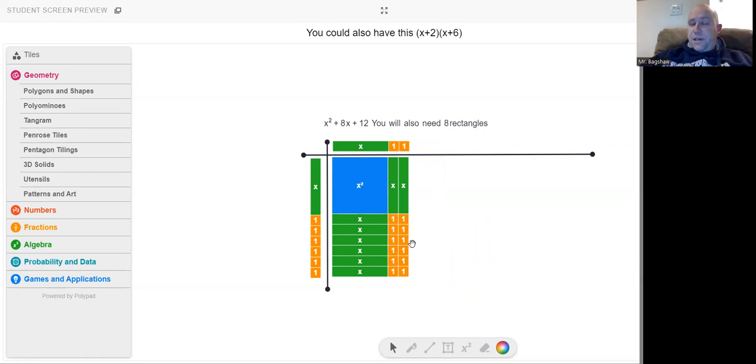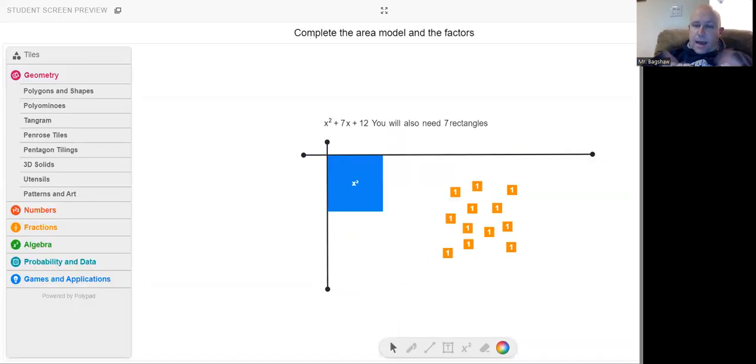Now you can actually twist the shape the other way around as well. Instead of having 2 by 6, you could have 6 by 2. And all that happens is the factors just switch places. So the x plus 6 that was at the top is on the side. The x plus 6 down the side comes up to the top, and so on. And then from here, you guys can go practice yourself.